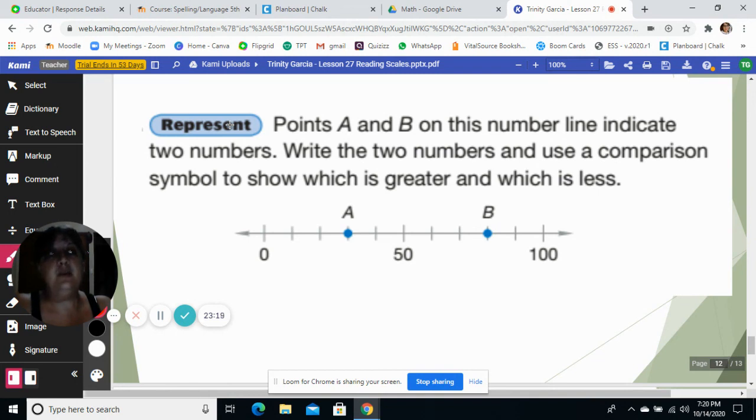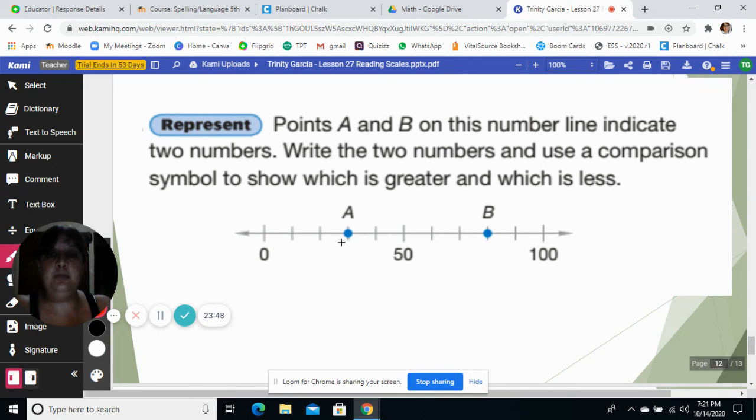There's also parts where it asks you to explain your answer. That means you actually need to stop and give an explanation for the answer that you got, not just say the answer. And some of you are not explaining your answers. Okay, so take the time to read the question and then do what it's asking you to do. In this case, it's saying points A and B on this number line indicate the two numbers. Write the two numbers and use a comparison symbol to show which is greater and which is less.